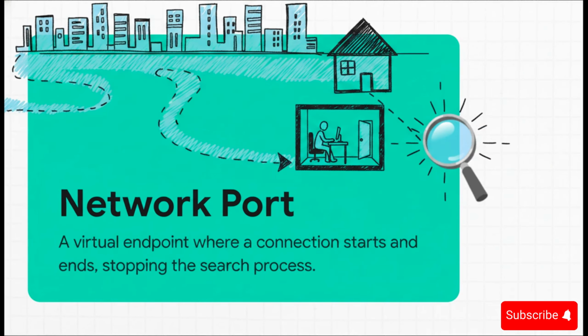And that right there brilliantly illustrates the role of network ports. A network port serves as a virtual endpoint. It tells the incoming data exactly which service it needs to interact with. When your data reaches this port, that is the exact location where the searching process officially stops. You found the city, you found the house, and now you found the specific room of the service you needed.